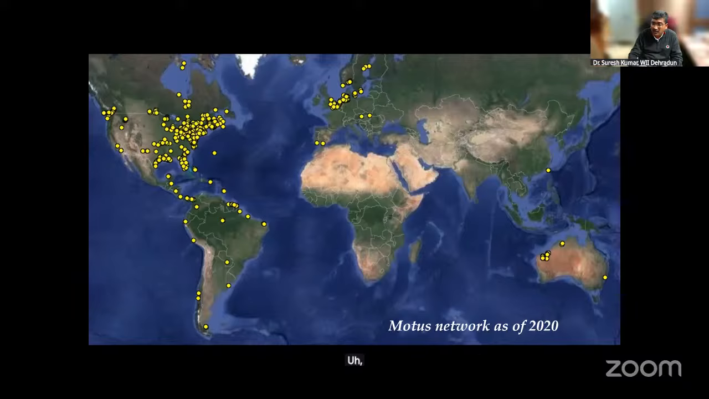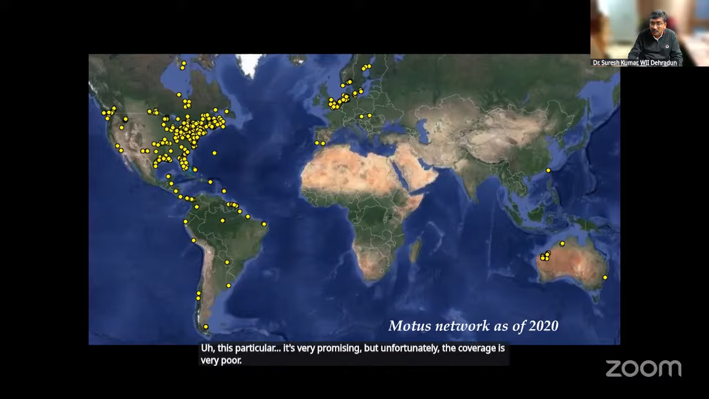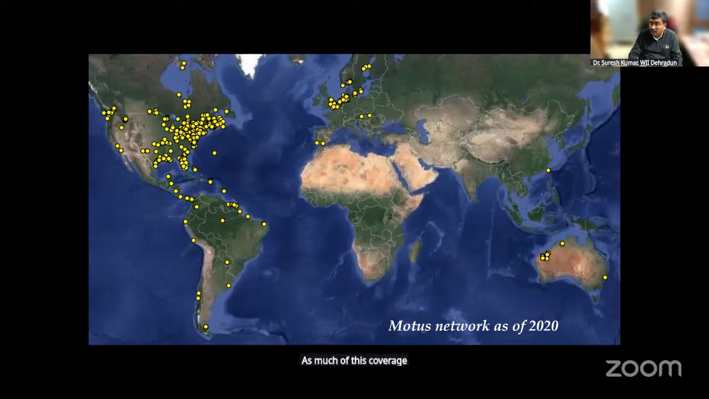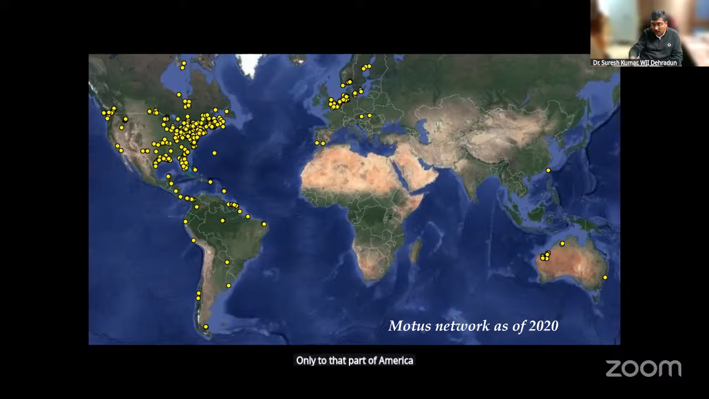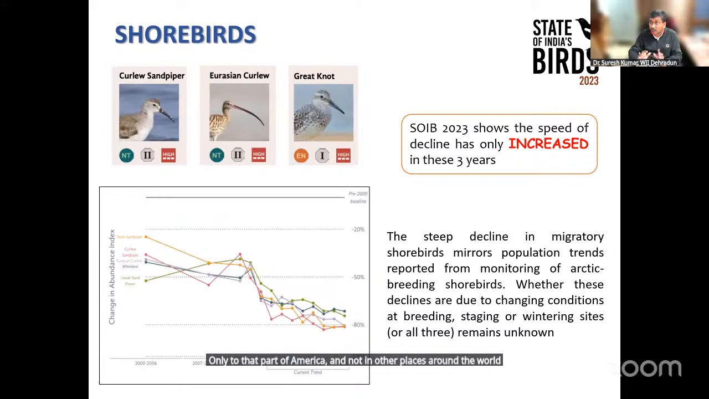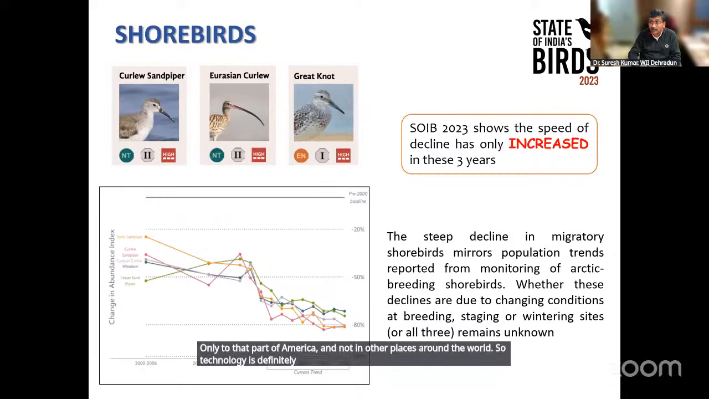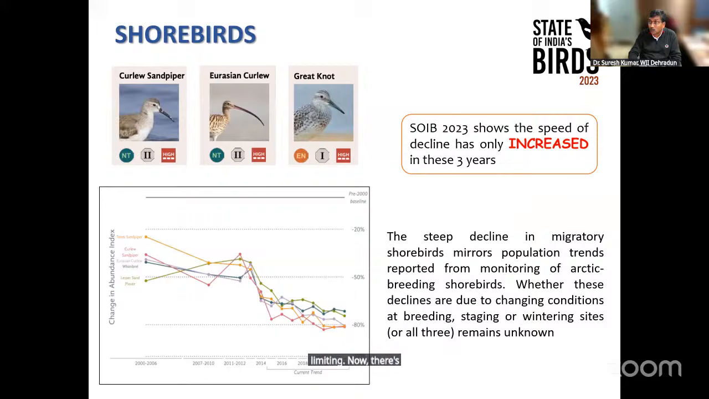This particular system is very promising, but unfortunately, the coverage is very poor. Much of this coverage is only there in America. So it's limited to studying some of these very small birds only in that part of America and not in other places around the world. So technology is definitely limiting. Now, there's a lot happening with the migratory birds. I'm going to end the talk with that.